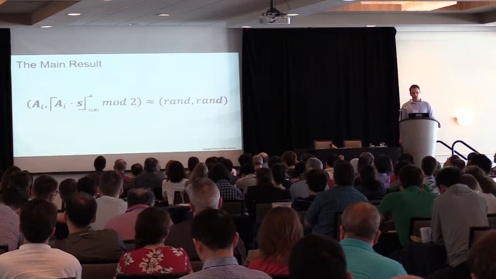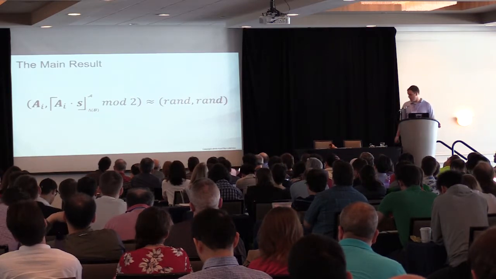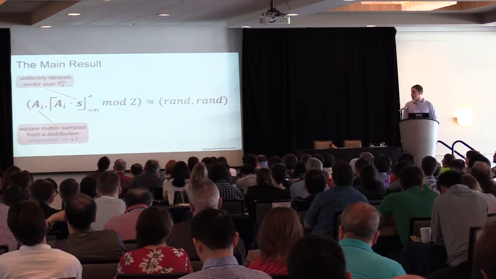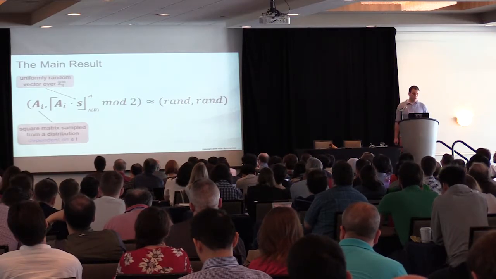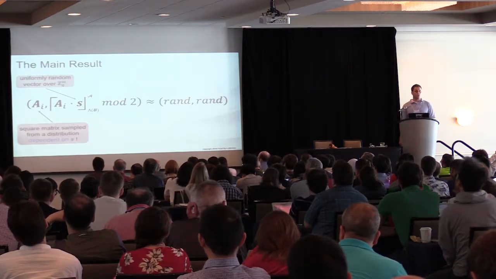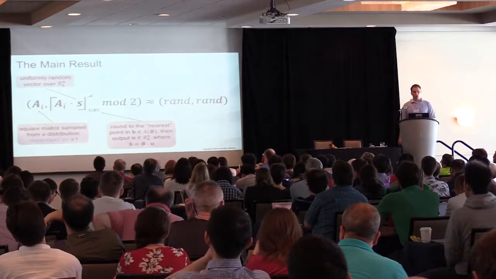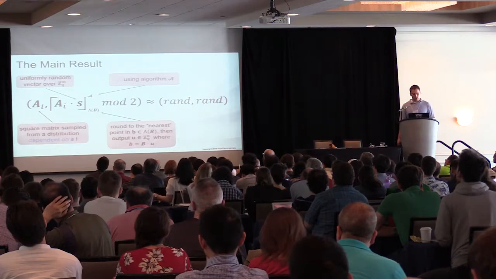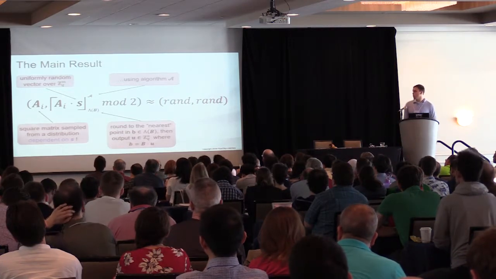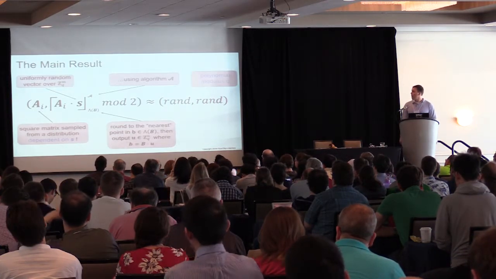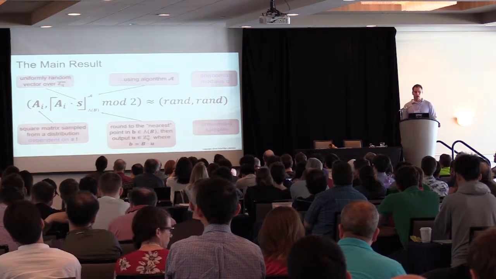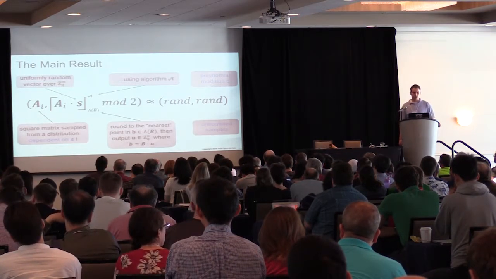So the main result is this statement right here: if we sample uniformly random s, we sample square matrix samples a_i from this distribution that's dependent on s, and we lattice round a_i·s using the rounding algorithm A, then we get something indistinguishable from random. And the neat property is we get both a polynomial modulus and an unbounded polynomial number of samples.